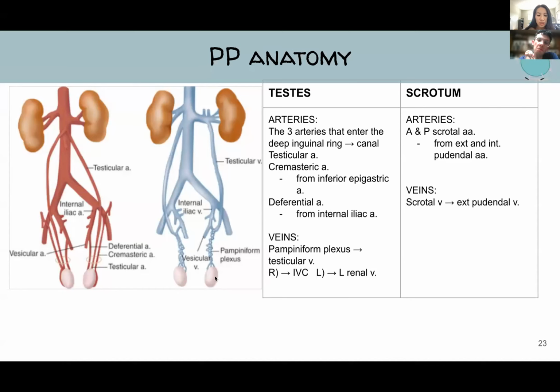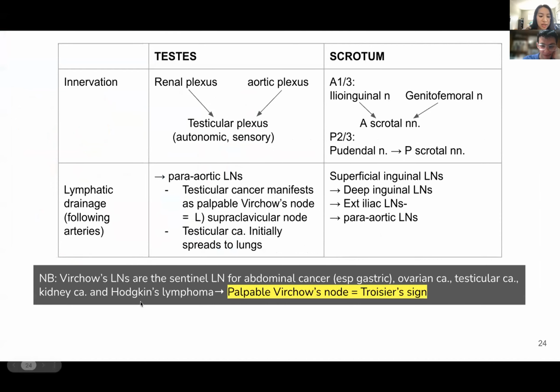Here, the testes are drained by the pampiniform plexus, and then they go up into the external and internal, external pudendal vein. Okay, just know of them. And the difference between testes and scrotal innervation is that the testes are innervated by the renal and aortic plexi, which becomes the testicular plexus, whereas the scrotum has a more superficial innervation.